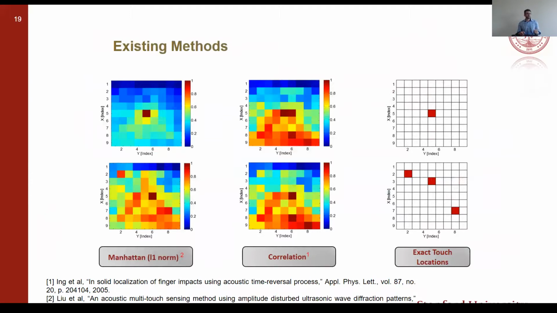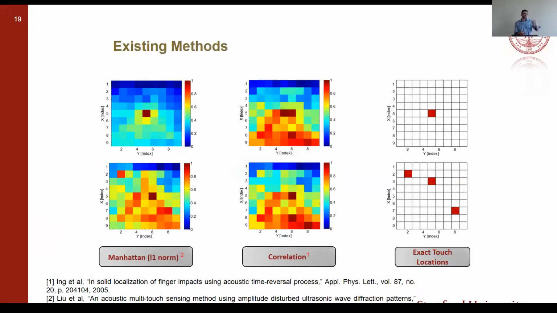There are certain techniques out there called the correlation method and the Manhattan method. Here we tested them on our prototype with 1 touch and 3 touches. As you can see, for the 1 touch, one of them really barely works. For the other one, I can't really tell if it works. For the multi-touch, as is evident, none of them actually work.